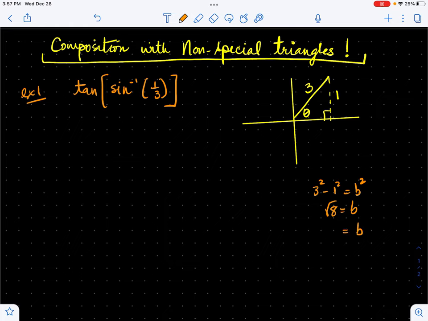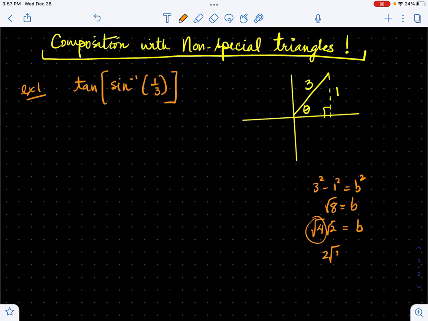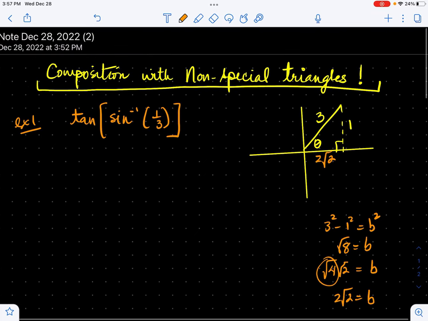Again, root 8 can be simplified further. It's not a simplified radical, because it can be split into root 4 times root 2. That's a funny little square root sign. So the square root of 4 is 2, so 2 root 2 is the value of b, so this side is 2 root 2. First quadrant, so all sides are positive.